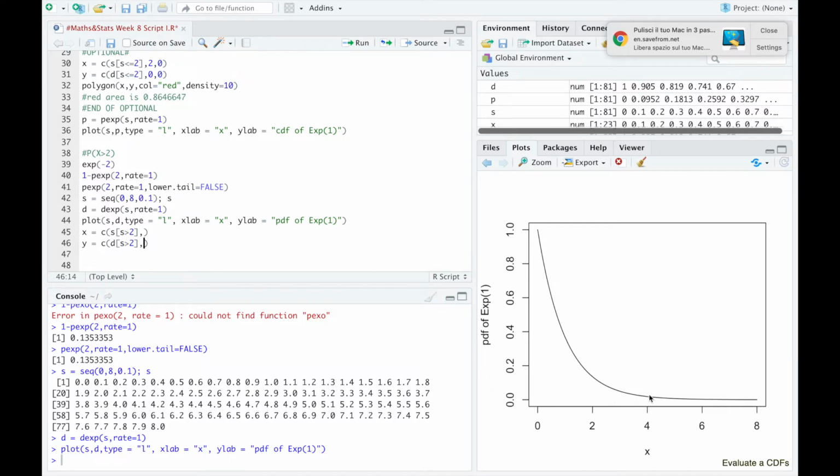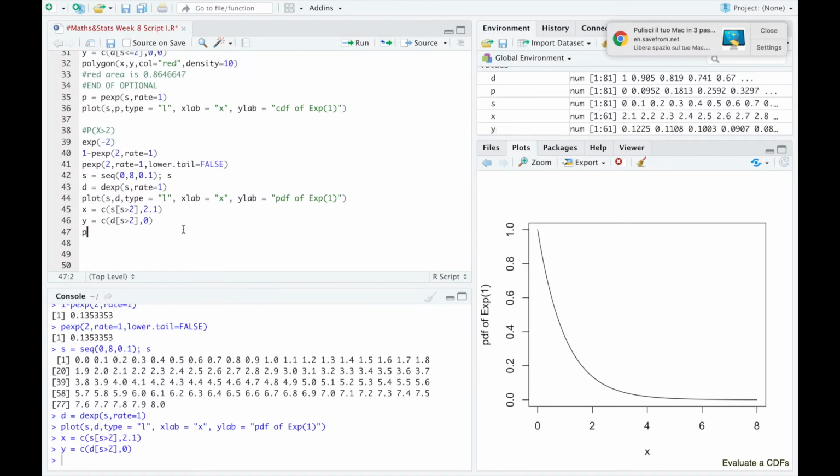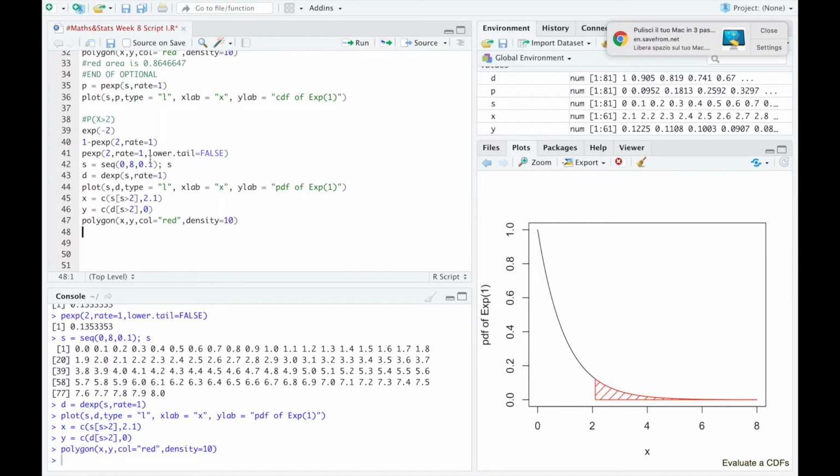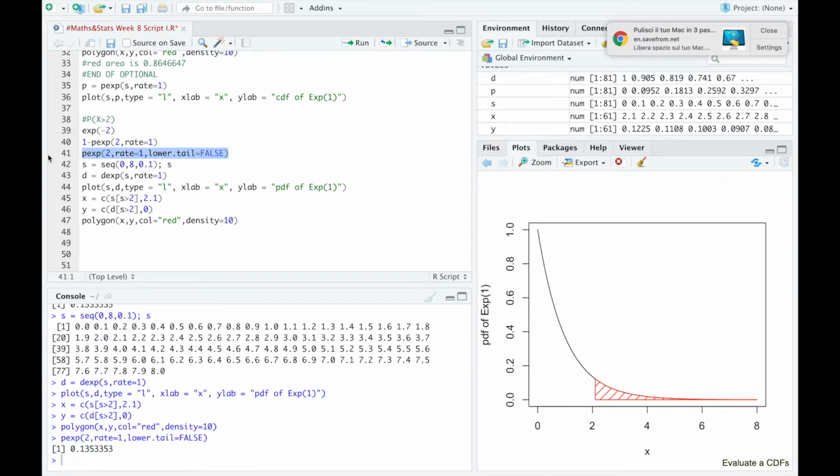Okay, so we are connecting all these points. We are just missing the last point, so that will be 2.1 and 0. Okay, so with the function polygon that I'll copy and paste again from before, now we have the visualization of the area that we are calculating with this command pexp, but with lower tail equal false. So we'll look at the higher tail of the PDF.